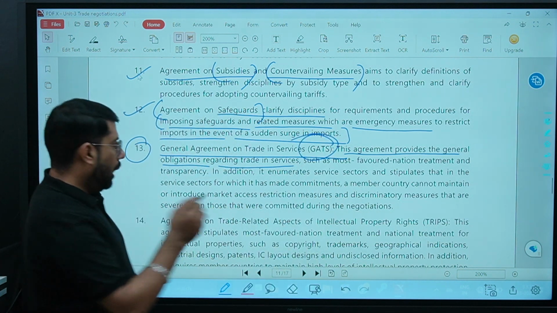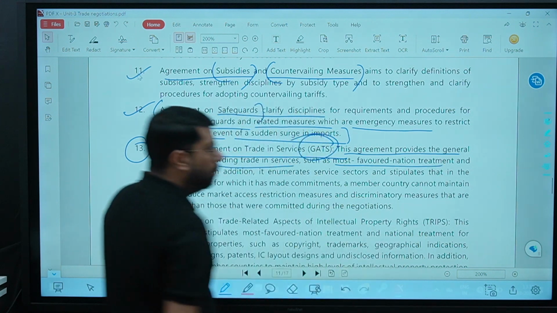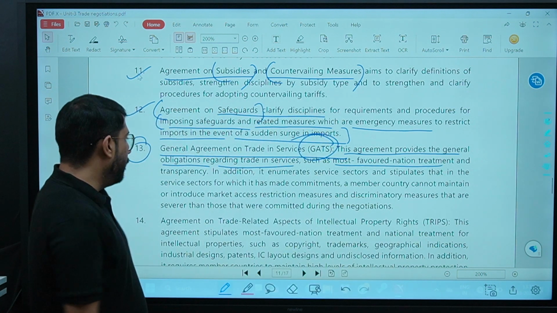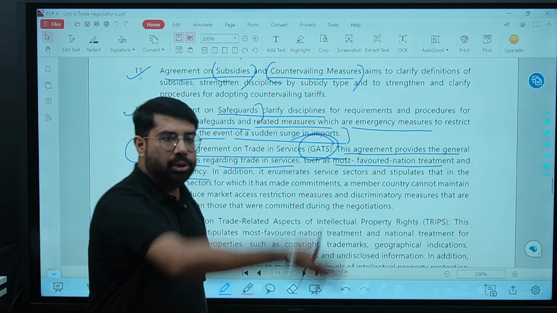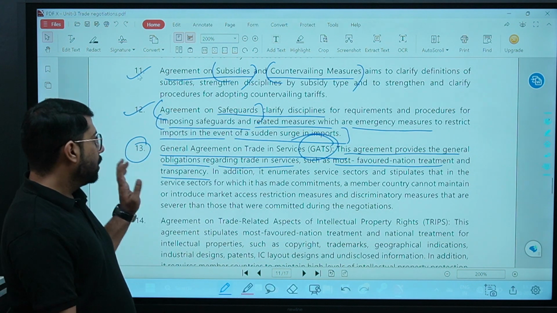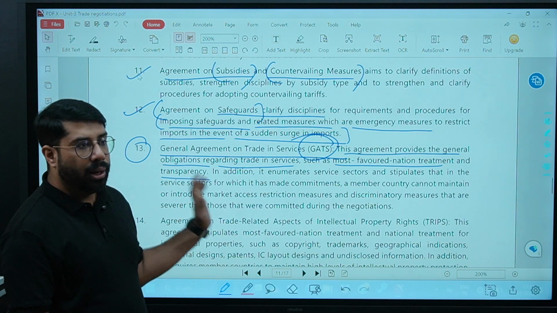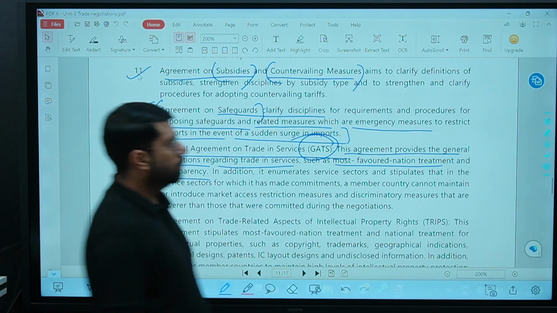Are we clear? The example is written very clearly. It's like how most favored nation treatment will be given, how you will maintain transparency, how you will deliver the services, etc. All the rules and regulations are written under the General Agreement on Trade in Services. Are you clear with these things?